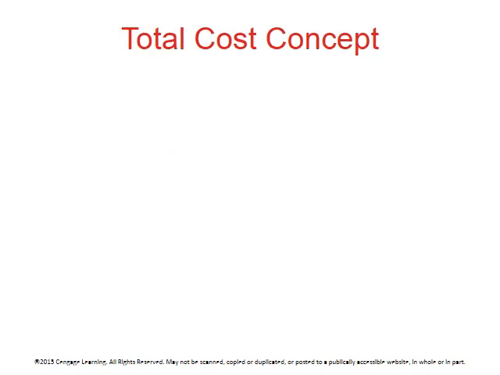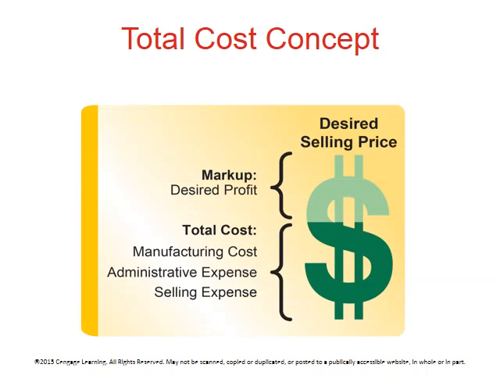So first we'll look at the total cost concept. We're going to take our total cost, which is our manufacturing cost and our selling and administrative expenses, and then put a markup on top of it, and then we'll arrive at our desired selling price. So our markup percentage is the desired profit divided by the total cost.